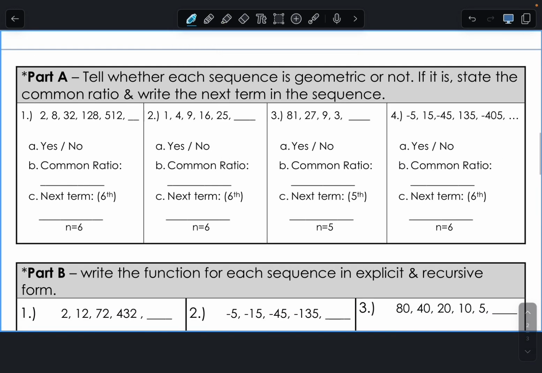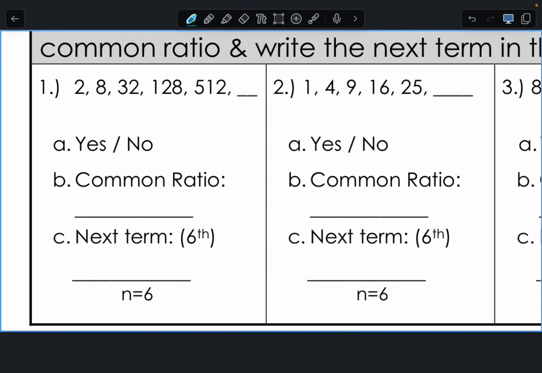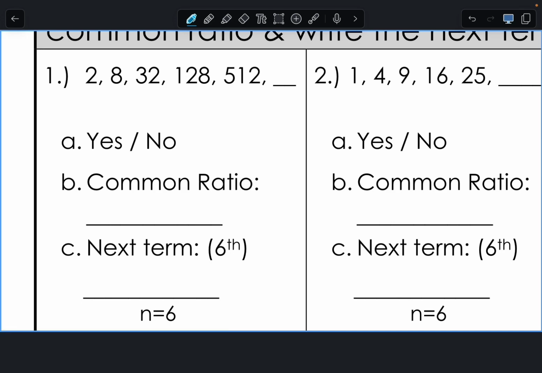All right. So part A, it says tell whether each sequence is geometric or not. If it is, state the common ratio and write the next term in the sequence. So how do we get from 2 to 8? Times 4. And then 8 to 32, times 4. 32 to 128, times 4. So is this a geometric sequence, yes or no? Yes, where the value of r is 4.